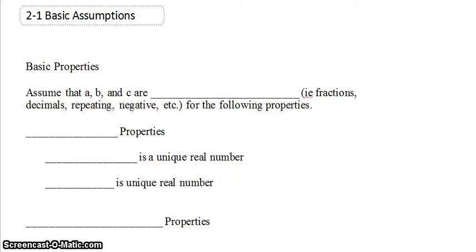Okay, so assume that A, B, and C are real numbers. So those are really fractions, decimals, repeating, negative. Honestly, pretty much every number you know is a real number. We'll get to imaginary numbers later on in like algebra 2, but pretty much what you know right now is a real number. Now, so we're assuming A, B, and C are real numbers.